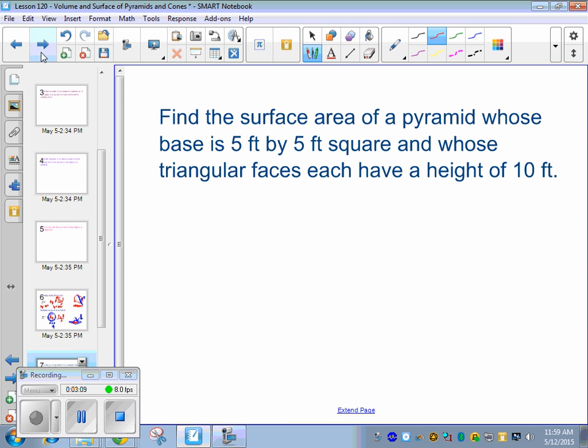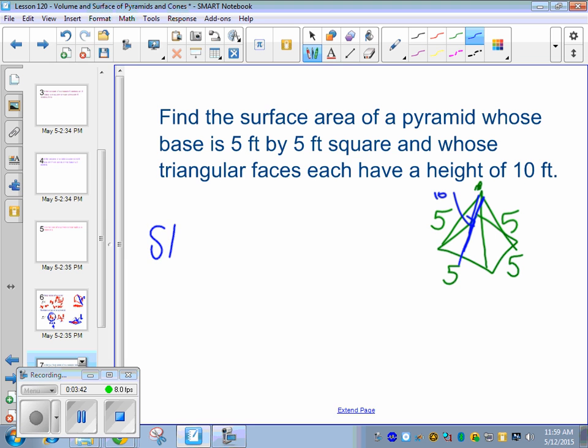So find the surface area of a pyramid whose base is 5 by 5 feet and it's a square, and whose triangular faces each have a height of 10. So we have a pyramid where the base is 5 by 5 by 5 by 5 all the way around, okay? Pyramids meet at a point, so we could draw the rest of it. And then it tells us that each of the triangular faces have a height of 10. That's the slant height, which is right in the middle here, has a height of 10. All right, so we want the surface area of the pyramid. So that's area of the base plus perimeter of the base times L divided by 2. Always start with that. Okay, then we'll substitute in.